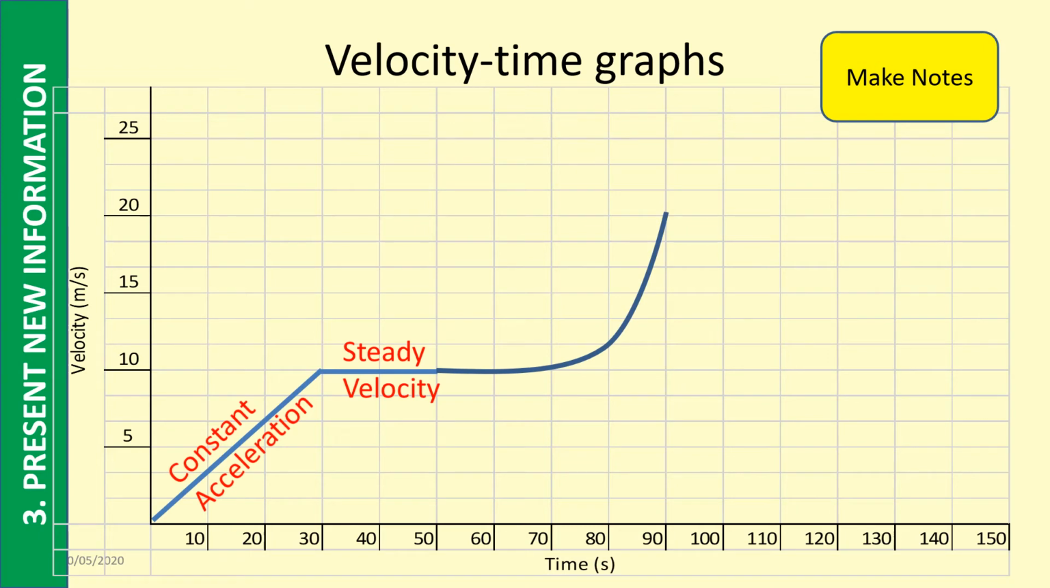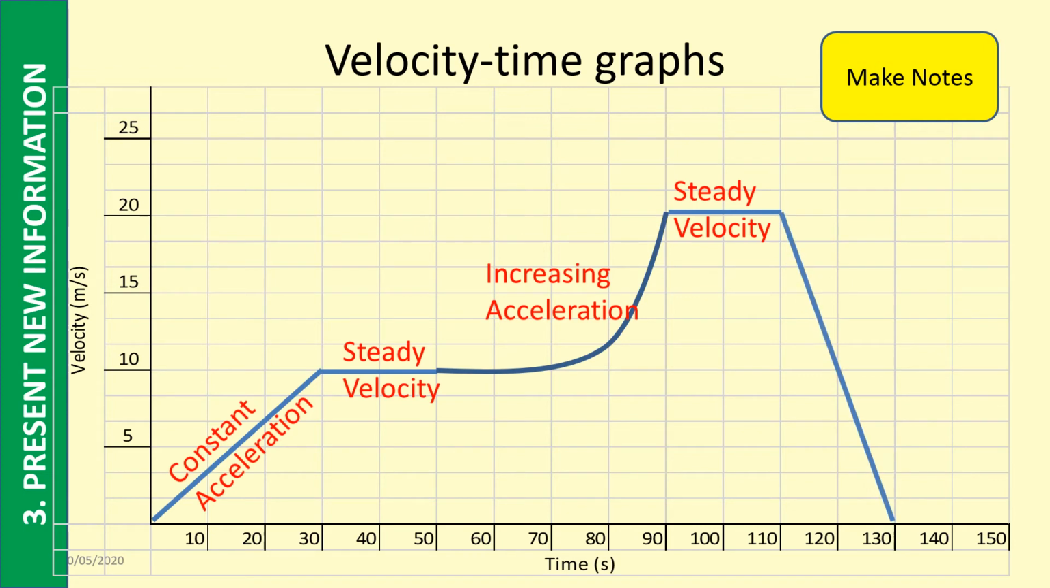Here in the next part, we have a curved section. Time continues to increase, but the gradient, the slope, is becoming steeper. That tells us that the acceleration is increasing. Here we have another horizontal section, which represents, again, a steady velocity. Time is increasing this way, but the speed stays at 20 meters per second. Notice that the speed or velocity is constant, but it's higher here than it was here.